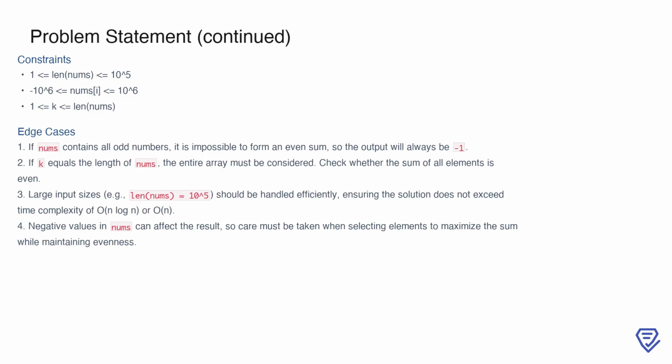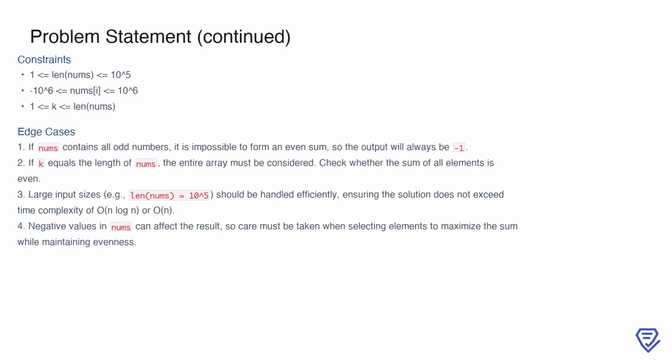The length of the array nums can go up to 10 to the power of 5, and each element in the array can range from -10 to the power of 6 to 10 to the power of 6. The value of k will always be between 1 and the length of nums. For edge cases, consider situations where the array contains only odd numbers. In such cases, it's impossible to form an even sum, so the output will always be -1.